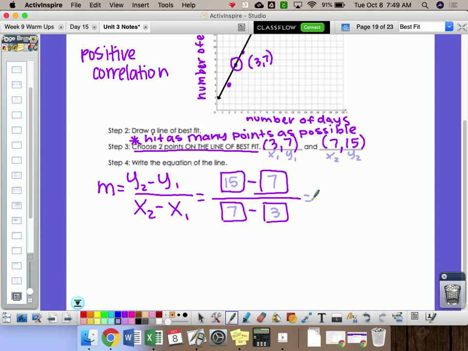So now if I do my math, 15 minus 7 will give me 8, divided by 7 minus 3, which gives me 4. And then I know that 8 divided by 4 would give me a slope of 2. Now that I found my slope, I need to find my b.